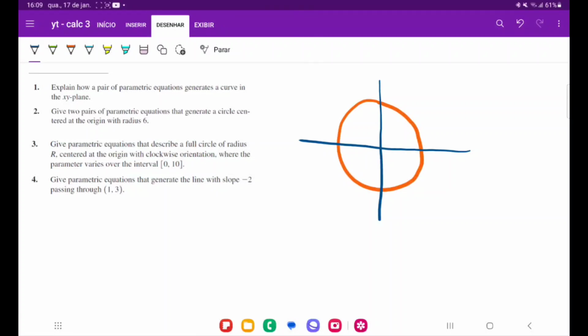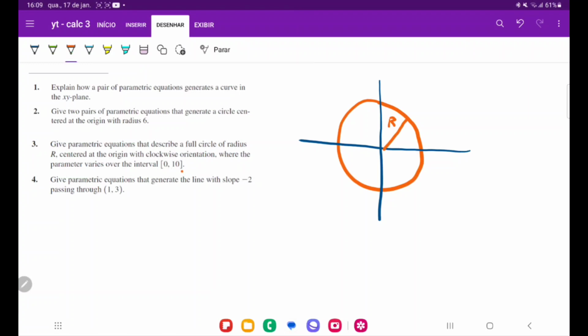Okay, for number 3, we want to give a parametric equation that describes a full circle of radius r. So we aren't given a value for it, we just know that it is r. Centered at the origin with clockwise orientation. So instead of going in the positive angle, it's going to go in the negative angle direction. Where the parameter varies over the interval 0 to 10.